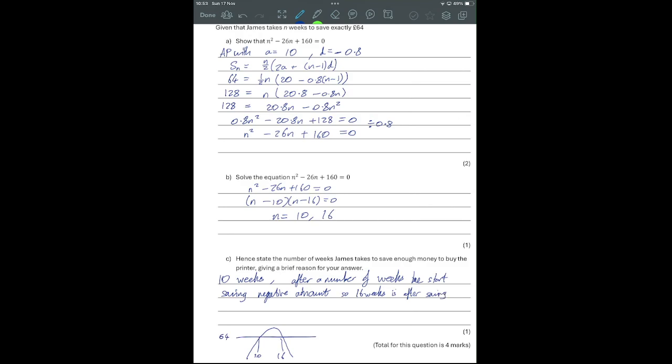saving negative amounts and coming back down to the 64.